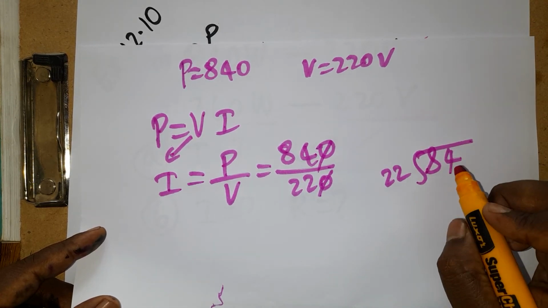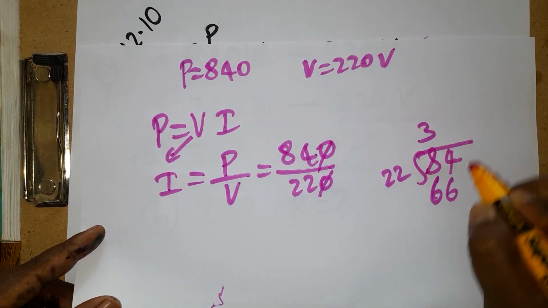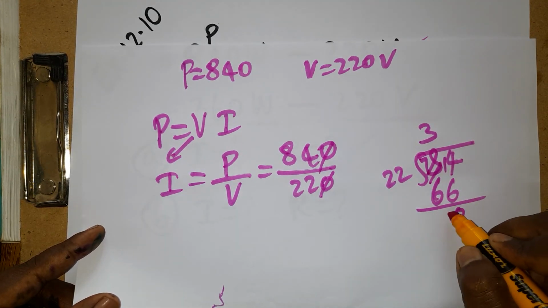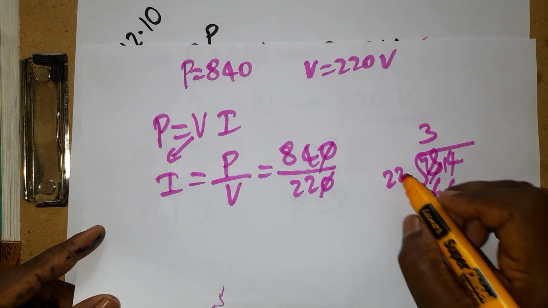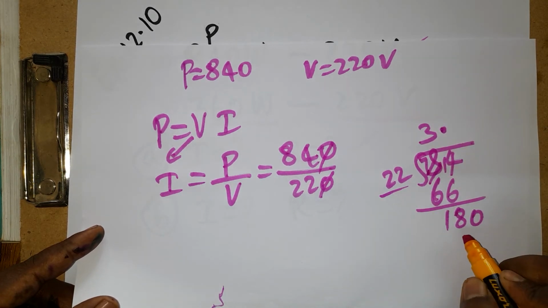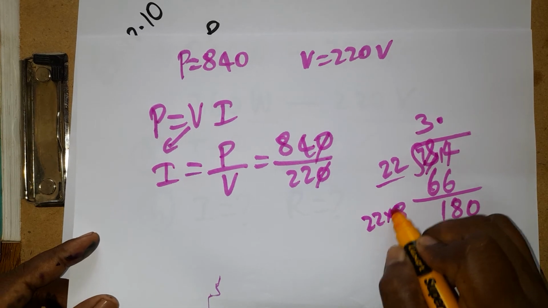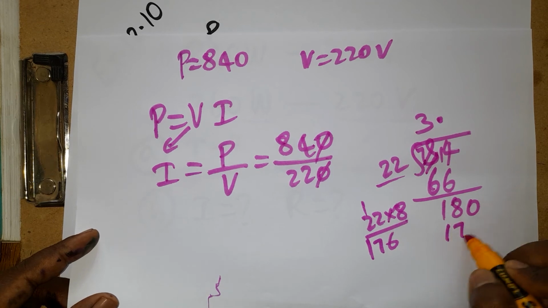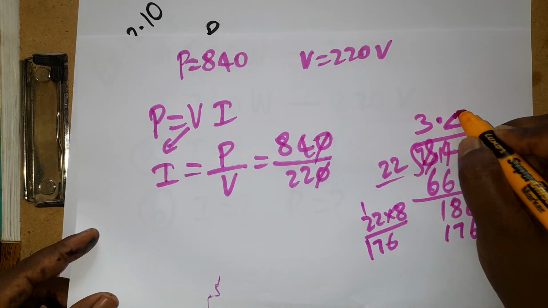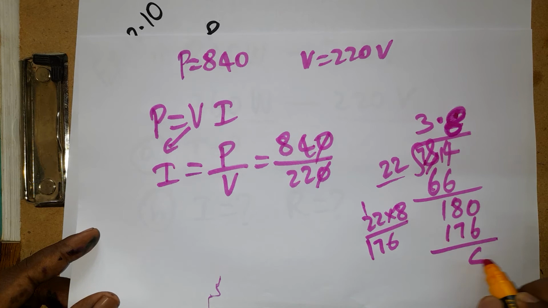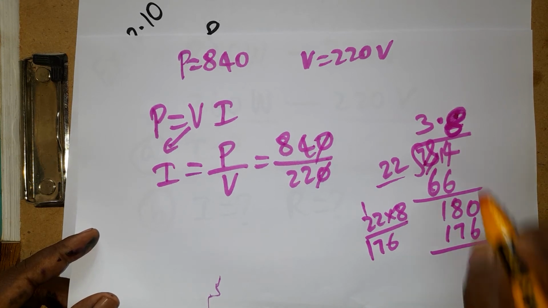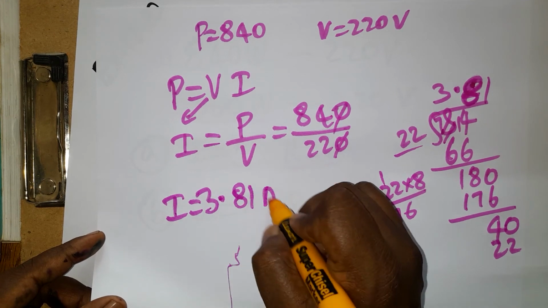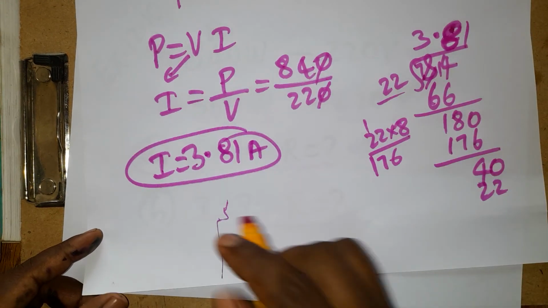The first thing, 22 times 3 is 66, so 3 times. Remaining 18, bring down the 0, 180. It's going to be the 22 table: how many times will we get? 8 times. 22 into 8 is 176, so 8 times. Again 4 remains, bring down 0, and 22 goes in once. So current is equal to 3.81 ampere.